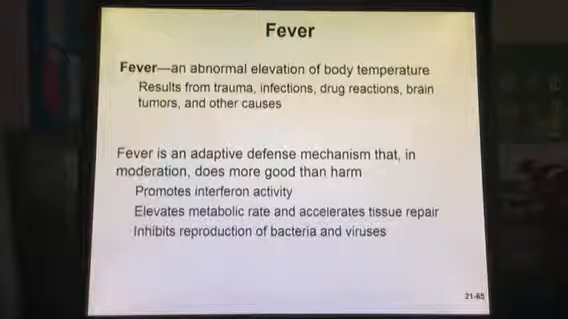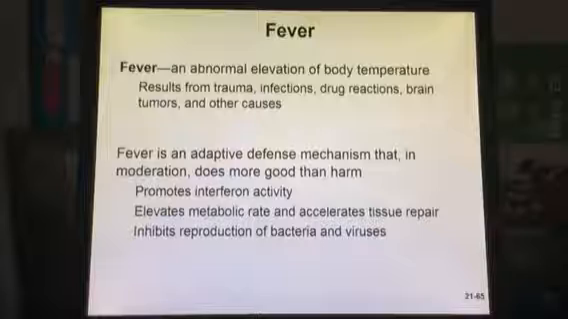So when we see fever, we're pretty familiar with this. It's an abnormal elevation of the body temperature. It can come from quite a few different causes: trauma, infections, drug reactions. But it is an adaptive defense. So overall, a fever does more good than harm. It makes us nervous a little bit, but really it is just the body's defense against intruders.